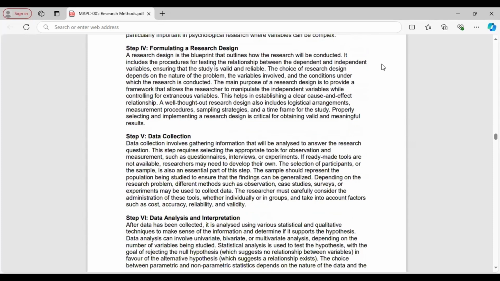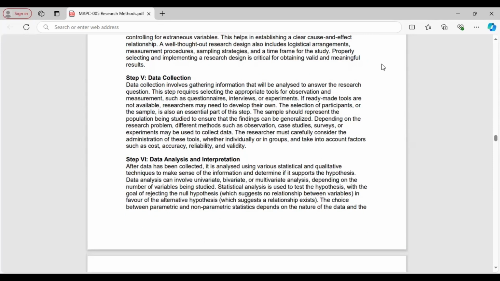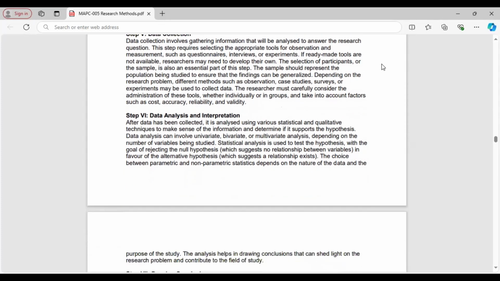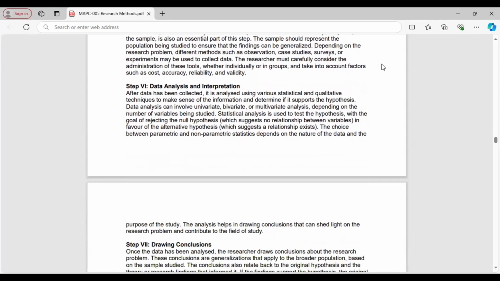Data collection involves gathering information using appropriate tools such as questionnaires or experiments. Choosing a representative sample is essential to generalize findings. Various methods may be employed based on research question. Step 6. Data analysis. Once the data is collected, it is analyzed using statistical or qualitative techniques to determine if it supports the hypothesis. This involves testing the null hypothesis and interpreting the results in the context of the research problem. Step 7. Drawing conclusions.